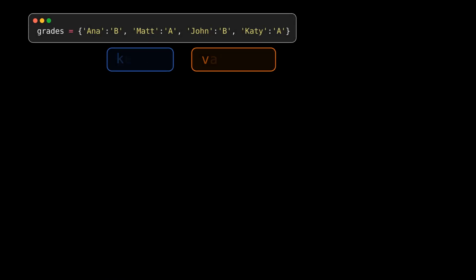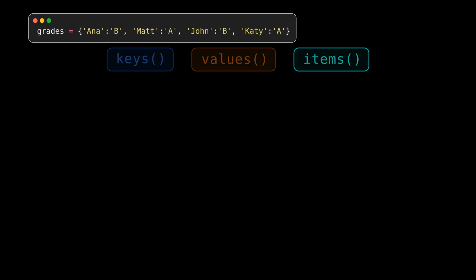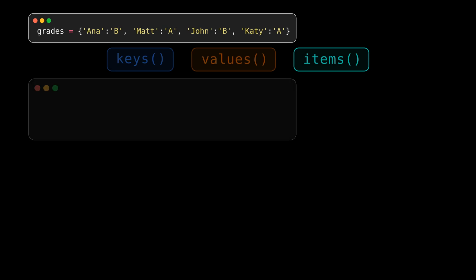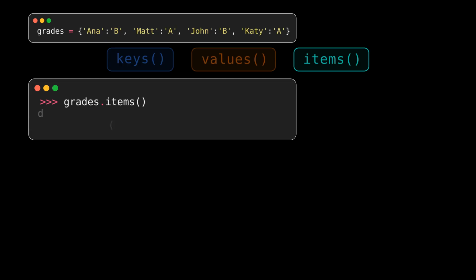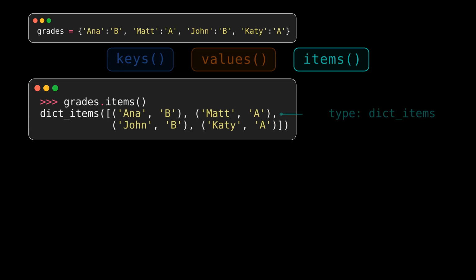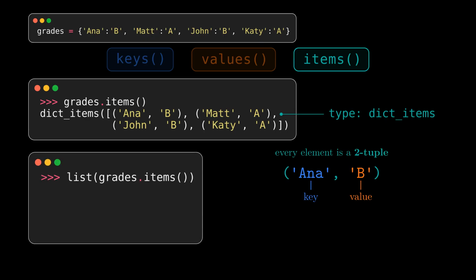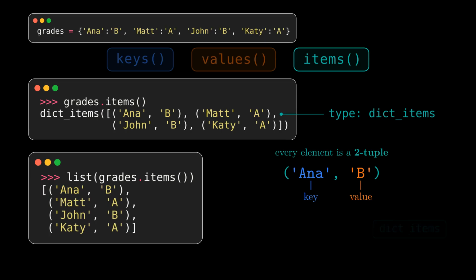Most of the time though, you don't want keys or values alone. You want each entry, the key and its value together. That's what the items method gives you. It returns a dict items object, and each element inside it is neither a key nor a value on its own. Each element is a tuple that pairs the key with its value. Cast it to a list and the structure is clear. The first element is the tuple Anna, B, then Matt, A, then John, B, then Katie, A.